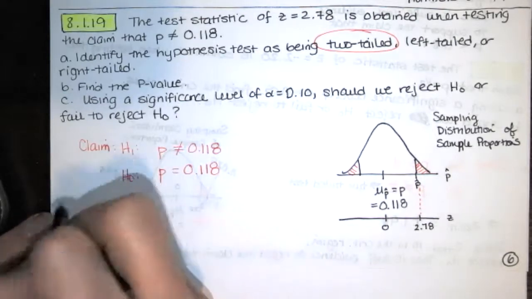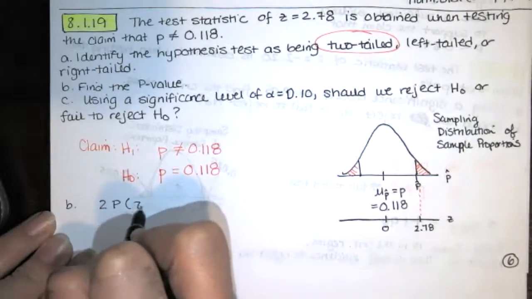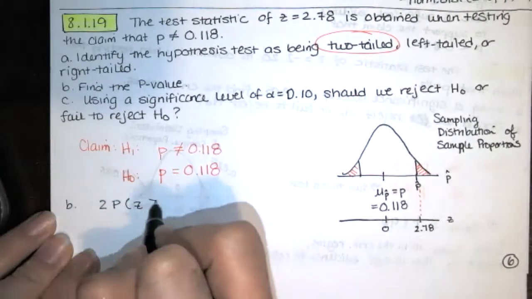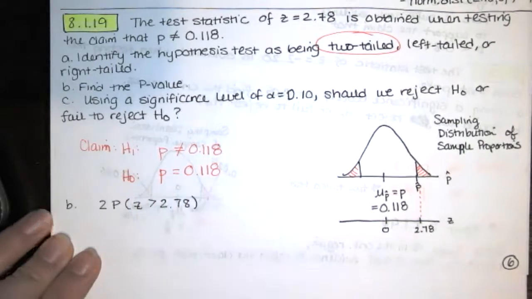Okay, so for part B, we want 2 times the area to the right of z equals 2.78. So we want 2 times the probability that z is greater than 2.78.